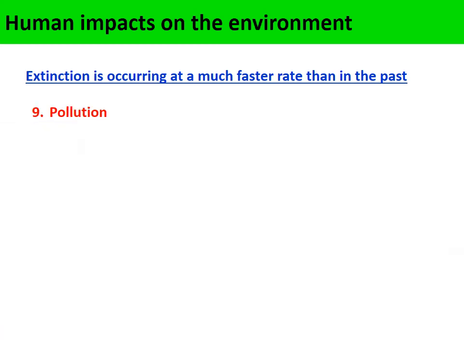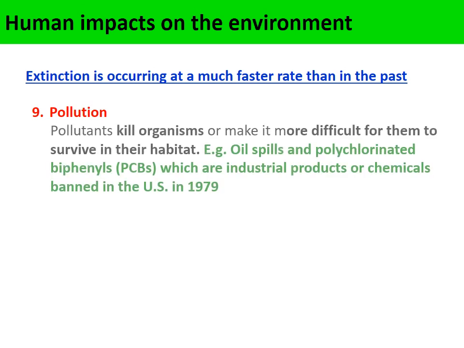So the last example of how humans have impacted the environment, number 9, is the release of man-made pollutants into natural habitats. These pollutants might include oil spills. Now we know if organisms get encased in oil, they're not going to be able to survive. Another example is the release of PCBs. These molecules are industrial waste products that were released into rivers. The rivers wash the PCBs down into the seas and the oceans. These have been banned in the US since 1979.